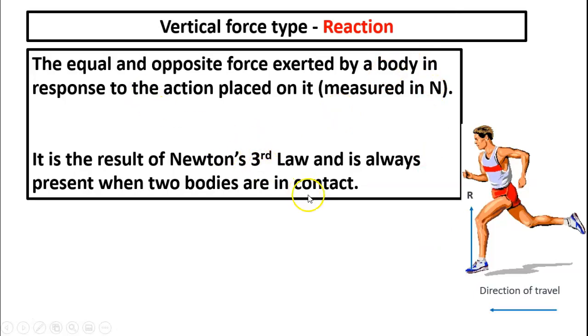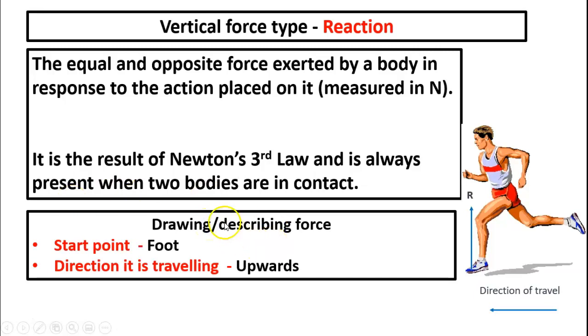If it was, say, for example, a basketballer doing a layup or a high jumper. Okay, so if that's our section there, in terms of making sure we draw it correctly, we must make sure that our start point is the foot on the floor, and the direction it's traveling is upwards. Okay, so that's that section complete.